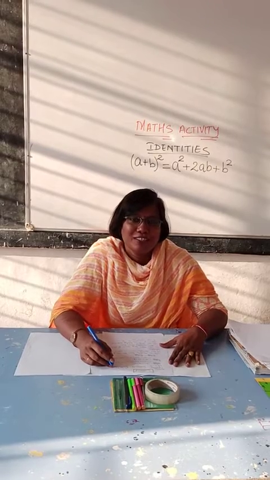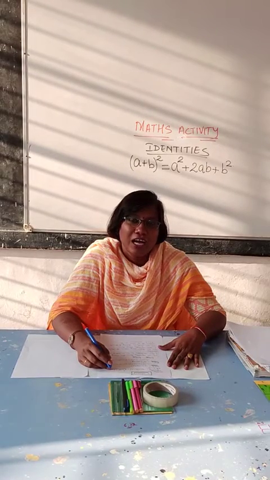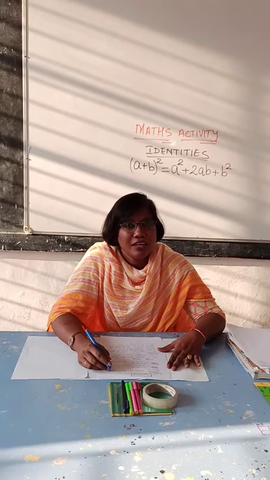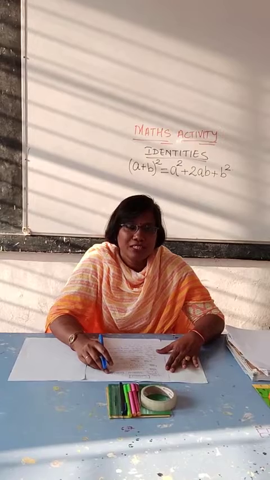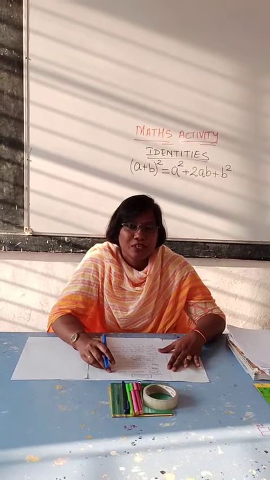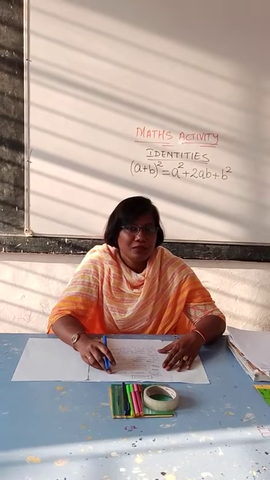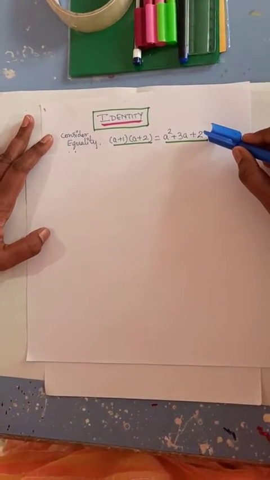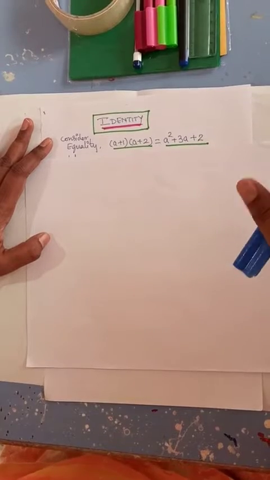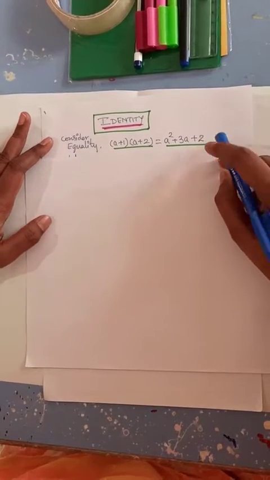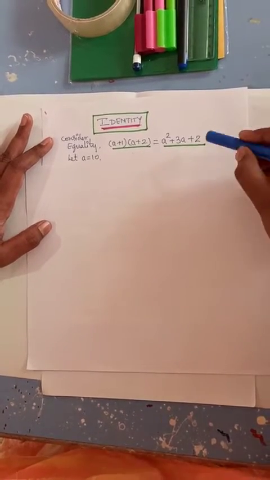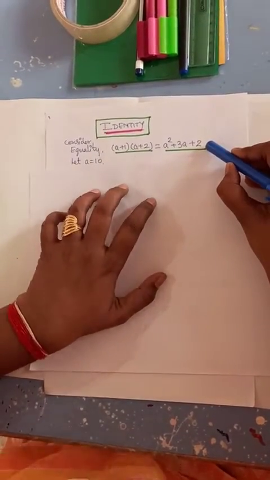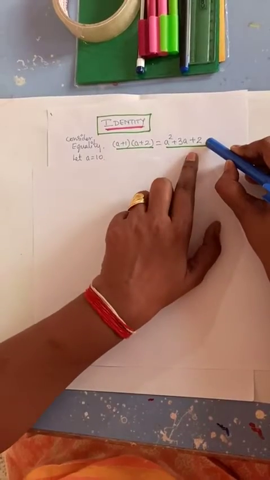Good morning students, this is your maths teacher and today we will be doing an interesting activity regarding identities used in maths. So let us first proceed towards the basic concept involving identity. The equality (a plus 1) into (a plus 2) is equal to a square plus 3a plus 2. Now what we have to do? Take any value of a and solve this expression considering the left hand side and the right hand side.